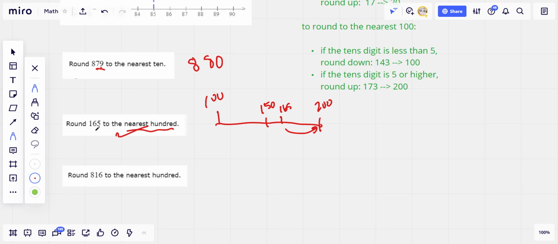That's one way to think about it. The other thing to do is just to look at that tens digit and ask, is that 5 or above? If it is, round up. So we're going to round up to 200, and that is our answer.